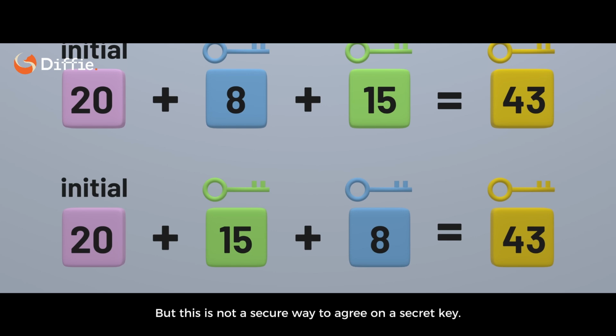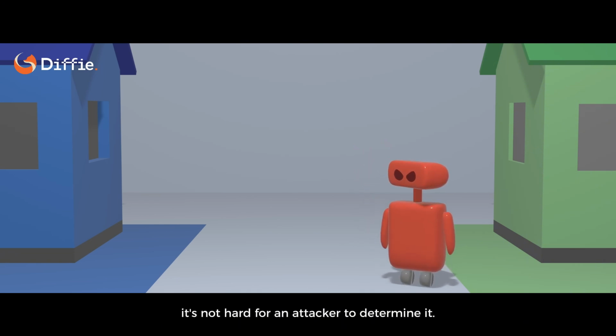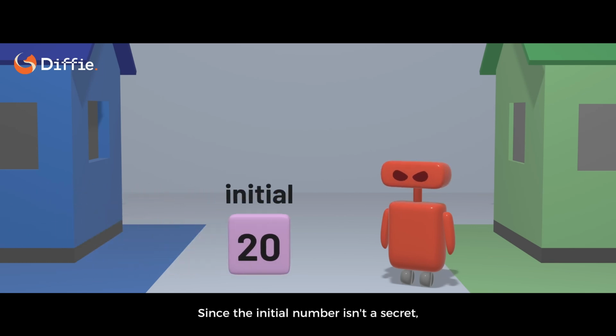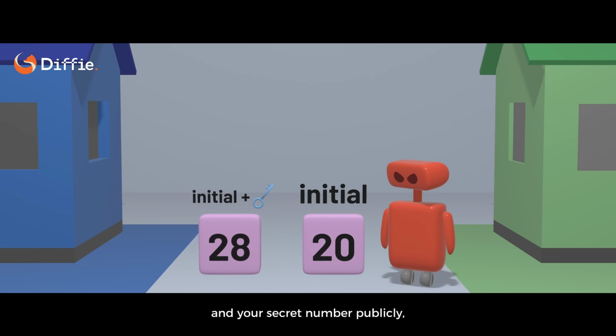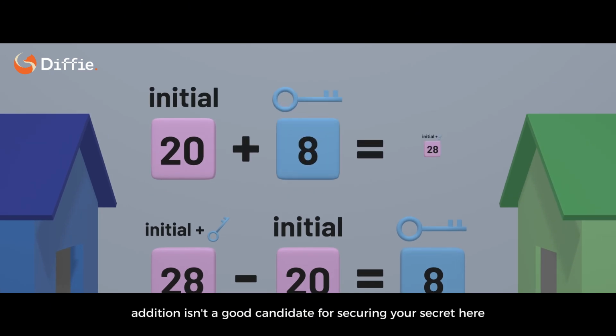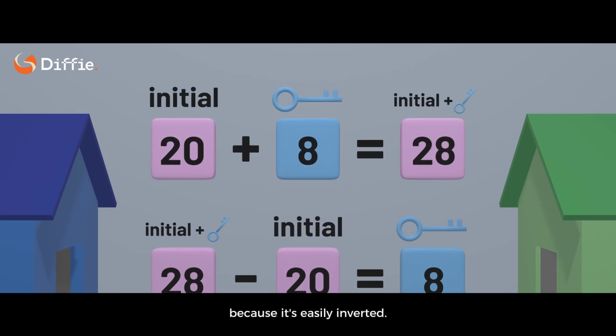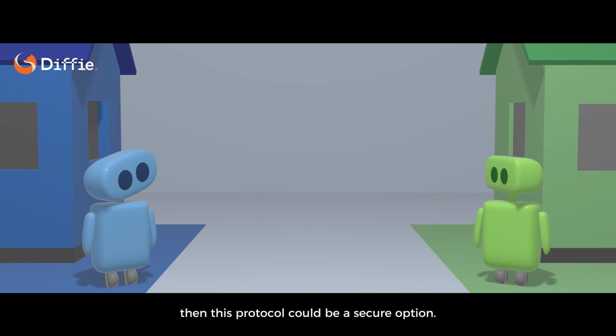But this is not a secure way to agree on a secret key. Even though you've never shared your original secret number directly, it's not hard for an attacker to determine it. Since the initial number isn't a secret, and since you shared the sum of the initial number and your secret number publicly, an attacker can reverse your operation by subtracting the initial number, revealing your secret. In other words, addition isn't a good candidate for securing your secret here, because it's easily inverted. If only it were hard to undo the addition, then this protocol could be a secure option.